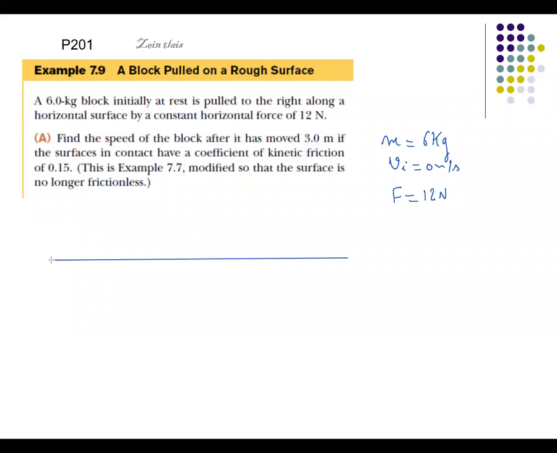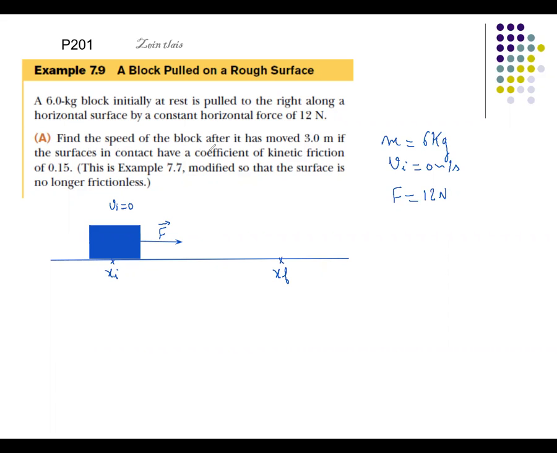So we have the object initially at the position x initial, and I want to move this object to x final by the applied force F equals 12 Newtons to the right, and v initial equals 0.